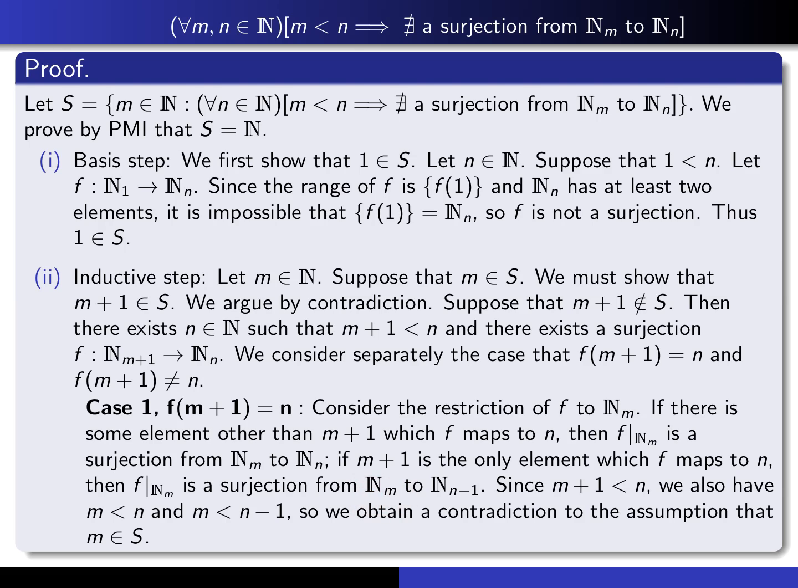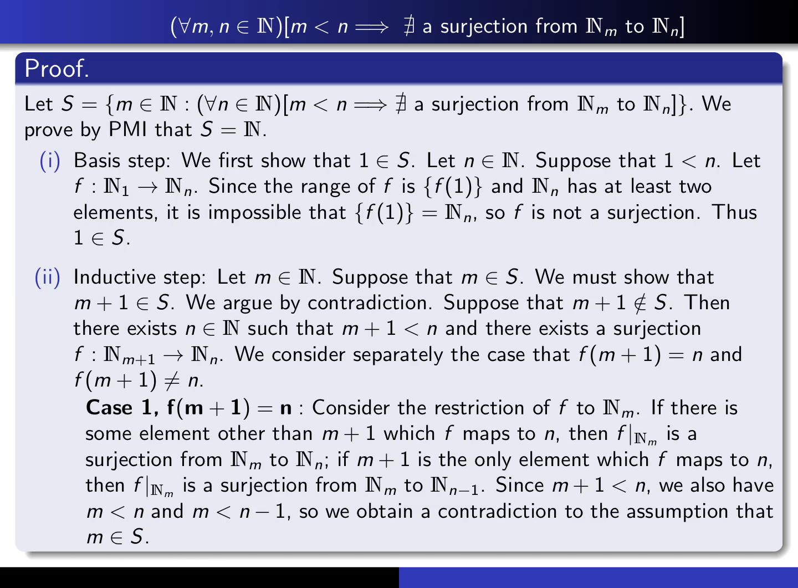So in either case, we obtain a surjection from N sub m into either N sub n or N sub n minus 1. But our assumption is that m plus 1 is smaller than n, right, because we wrote that here. And that means m is certainly smaller than n and also smaller than n minus 1. So that gives us a contradiction to our assumption that m is an element of S. So that completes the proof of case 1.